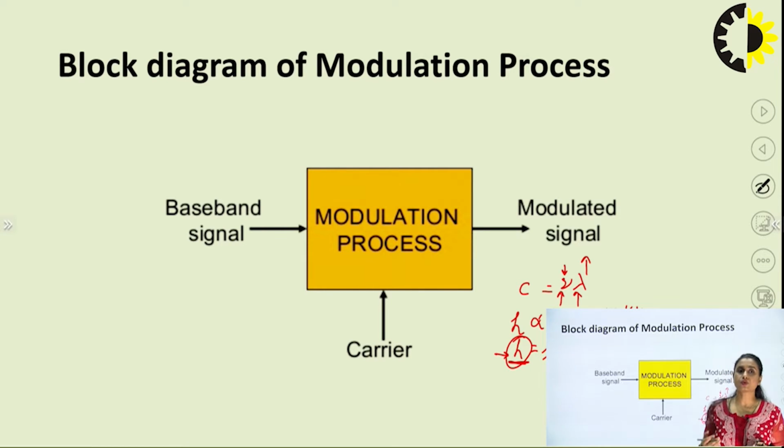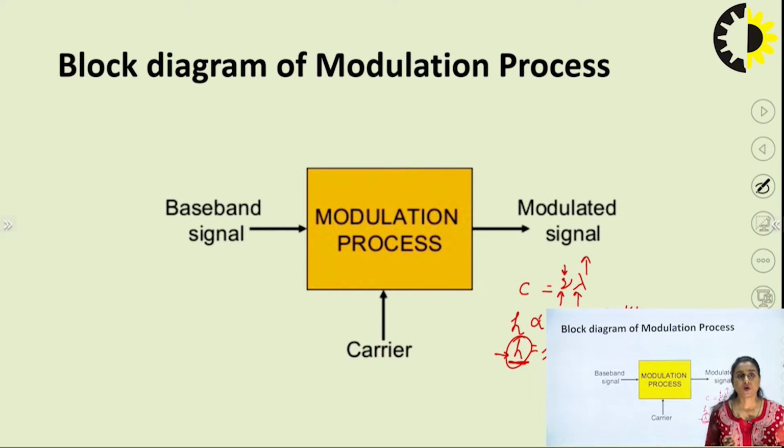So if we want to do long distance communication, we can install tall towers, but installing tall towers also has a limitation, that the height has to be practical. So one of the major reasons for using modulation is reducing antenna height. If we talk about another reason, then it is reducing the interference.